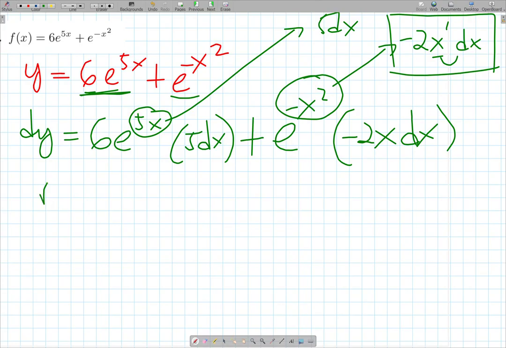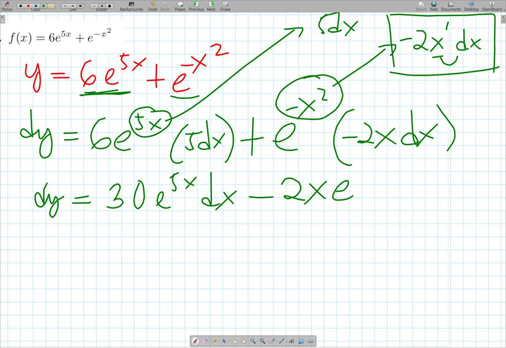Okay, so dy is equal to, we can multiply 5 and 6, that is 30 e^(5x) dx. Next, negative times positive is negative, so 2x times e to the power of negative x squared, that is negative 2x e^(-x²) dx. Since I am looking for dy over dx, I have to factor out the common factor, which is dx.